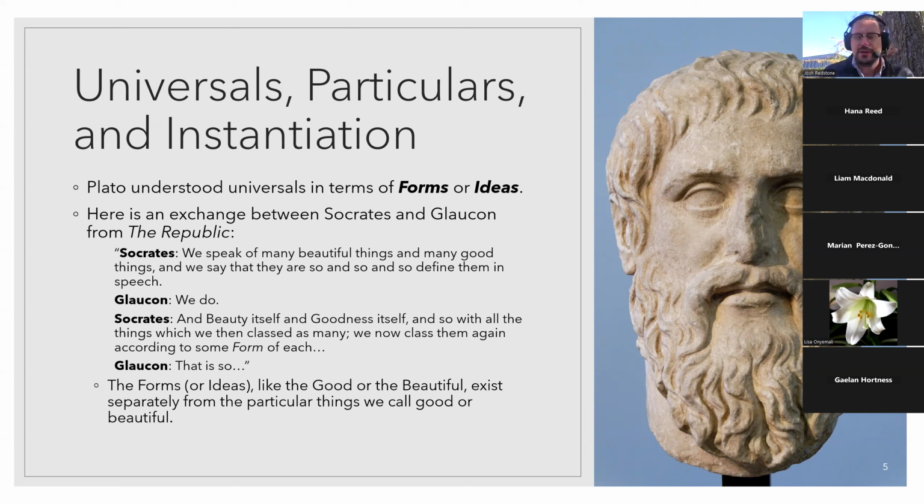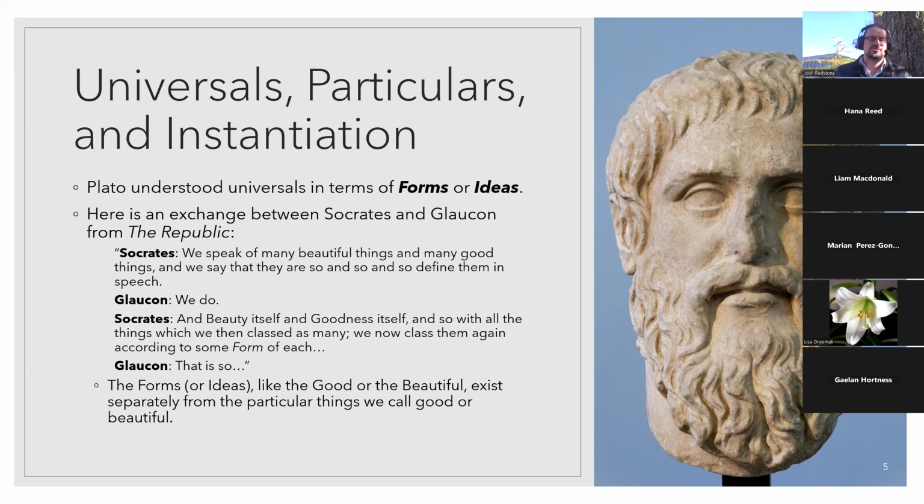So here's an example from the Republic where the character Socrates is talking with Glaucon. That's Plato's brother. And Socrates says, "We speak of many beautiful things and many good things, and we say that they are and so define them in speech." Glaucon, of course, agrees, "We do." And Socrates continues, he says, "And beauty itself and goodness itself, and so, with all the things which we then classed as many, we now class them again according to some form of each." Glaucon: "That is so."